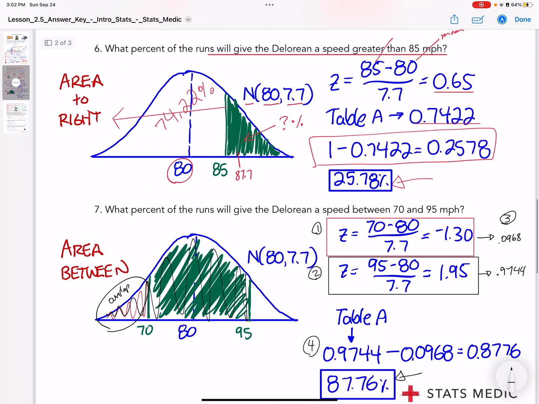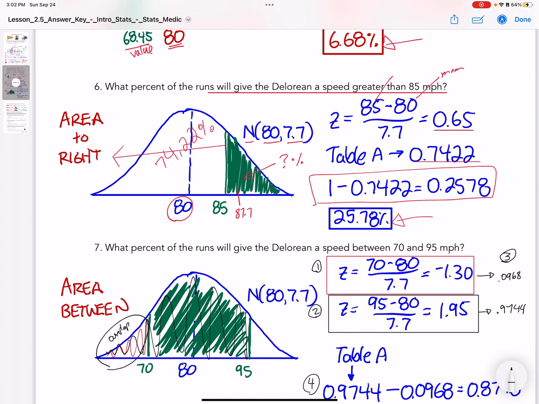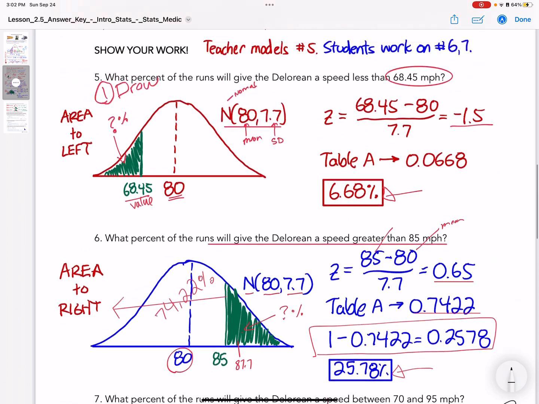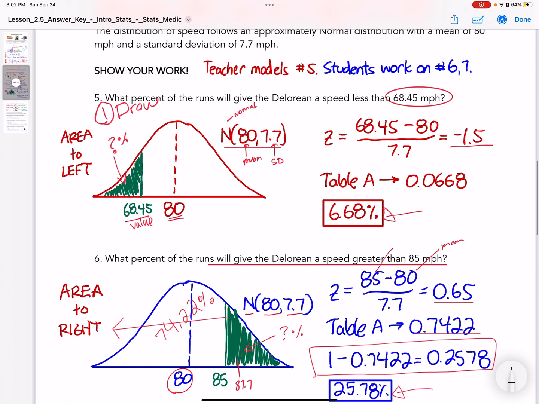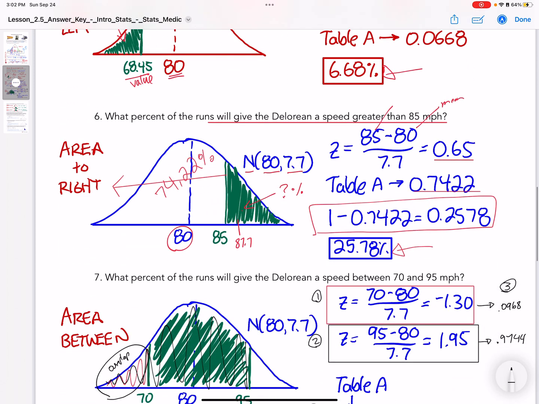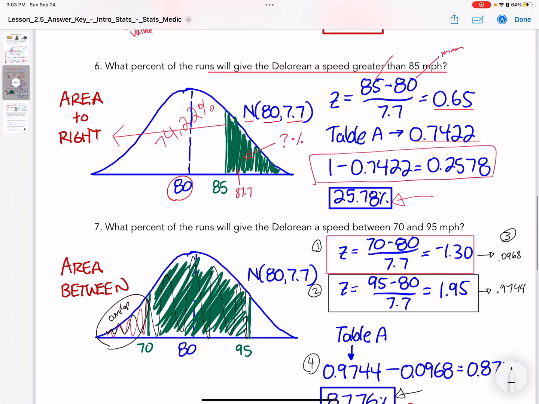So let me write down the numbers real fast. We have a mean here of 80. We have a standard deviation of 7.7. On number 5, we did less than 68.45. On number 6, we did greater than 85. And number 7, we did between 70 and 95. So let me show you how to do this on the calculator.